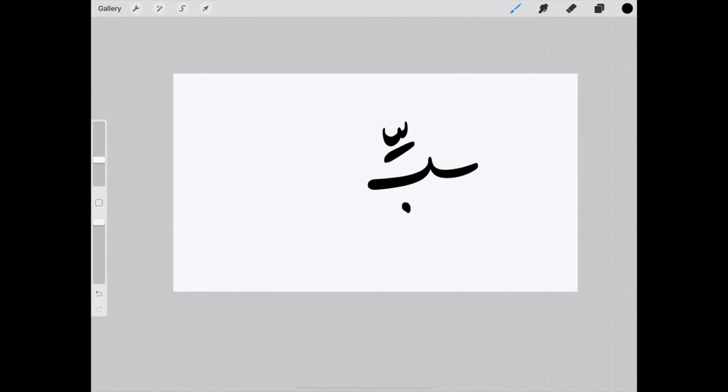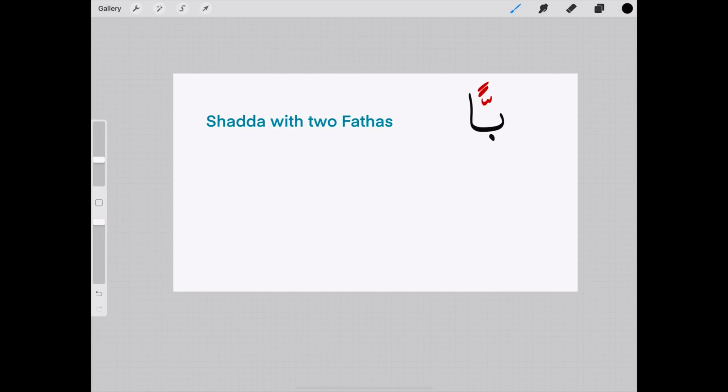Shadda with fatha, shadda with dhamma, and shadda with kasra. Fantastic. Let's go to the next session. The next session deals with combining the tanween or the two fathas, two dhammas, and two kasras and attaching any of these to the regular shadda.